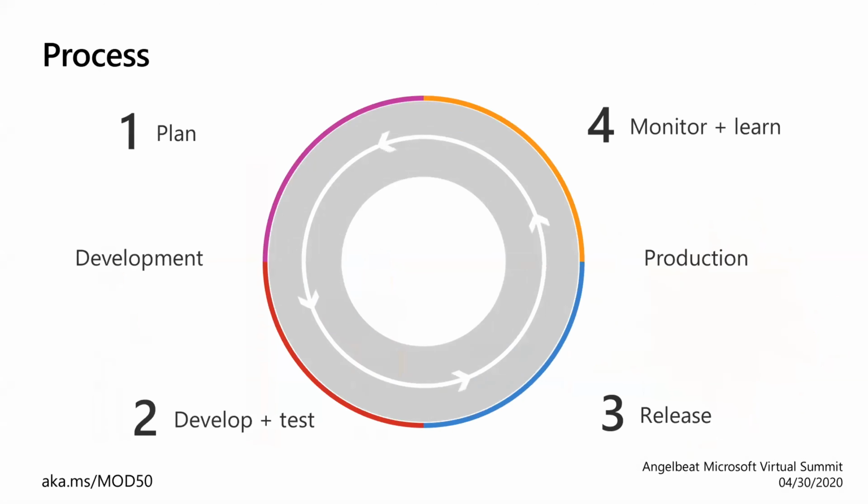Here's a typical software development lifecycle. Plan, develop, release, monitor, and learn. The process has to be able to manage this. So the process has to be able to track a feature request through the planning phase, through the development test phase, through releases. And the one thing that is often overlooked is monitor and learn.